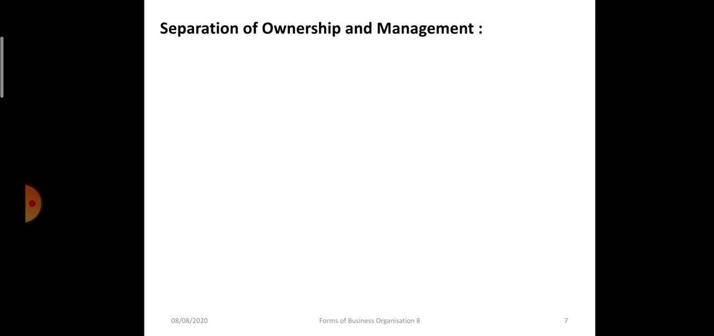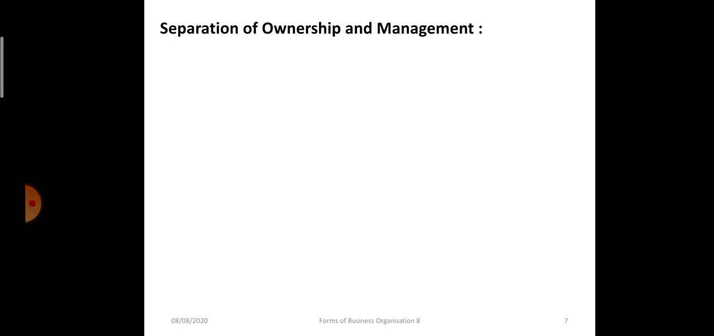Separation of ownership and management. This is one of the best features. If you study some of the very successful companies in India, like Infosys, TCS, many Tata Group companies, then ITC, L&T, Larsen and Toubro, one of the biggest and most successful engineering companies in the world.